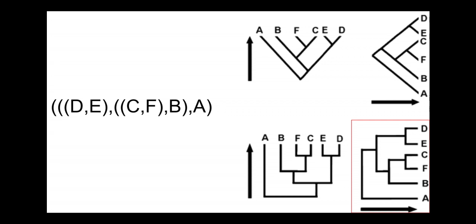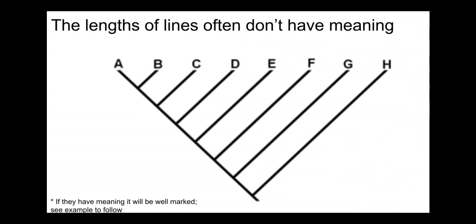So there it is. We can see that D and E are a clade. They get grouped together. C and F are a clade. B and A over there. It's a fairly complex tree to write out in Newick, so if you didn't get it your first try, don't worry, try it again.